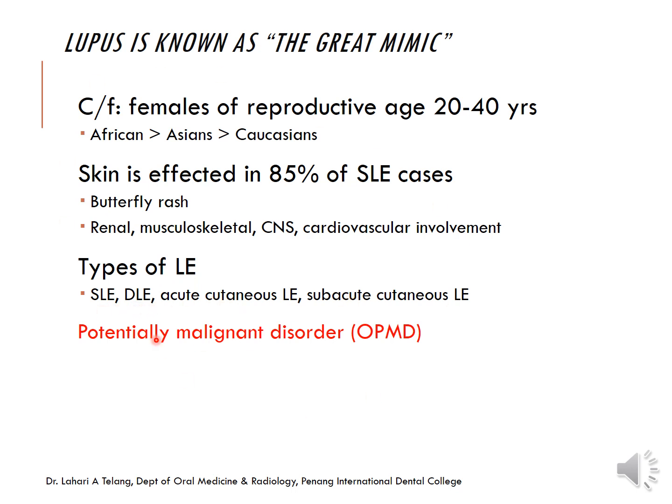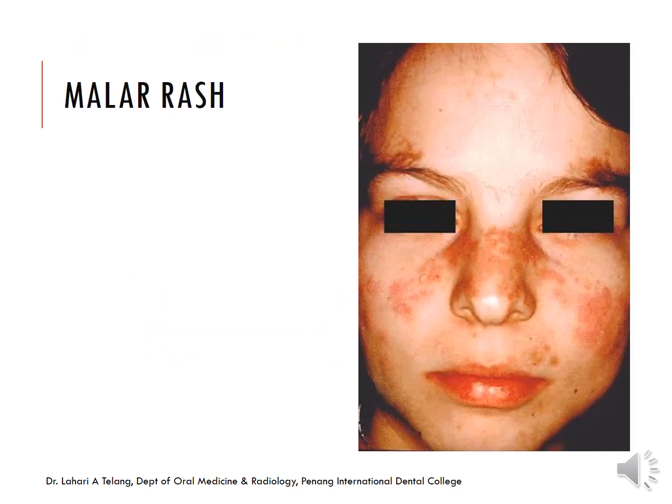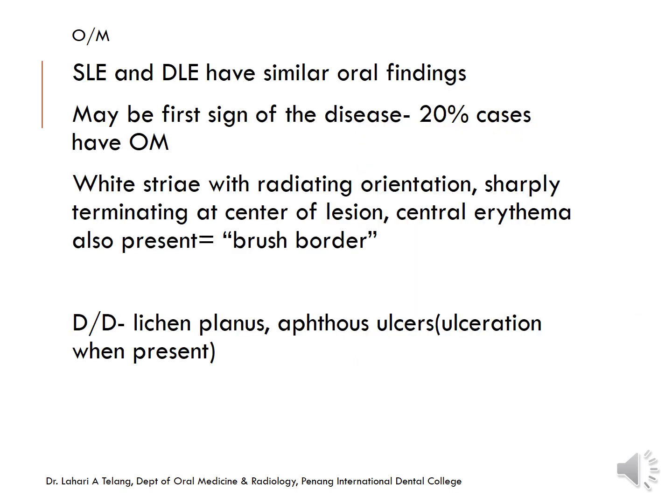The most important out of all of this is the fact that it's a potentially malignant disorder when it happens in the oral cavity. The malar rash seen on this patient is a typical classical example of systemic lupus erythematosus, a rash developing on the malar region. SLE and DLE both have similar oral findings. It is very difficult to tell based on the oral findings itself whether you are looking at SLE or DLE. You might have to do more investigation to find out the systemic component of the disease.